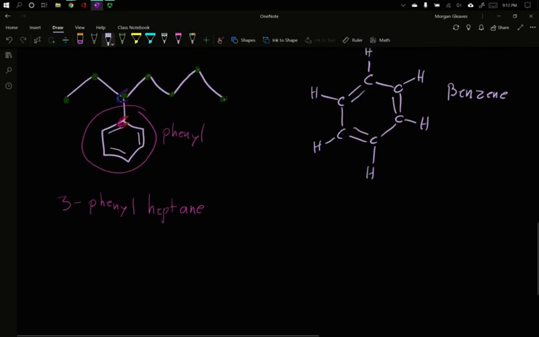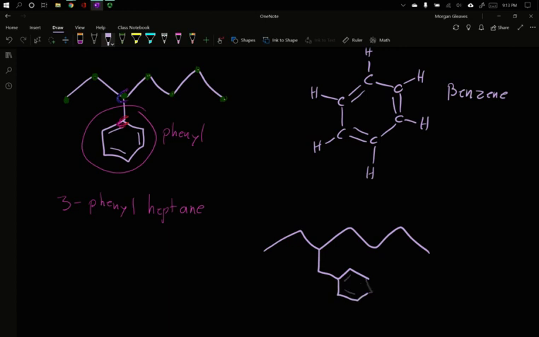Why the specification? Well, also extremely common is to have a CH2 and then the ring. If that happens, if there's this one extra CH2 in the way, that is a benzyl. And so this would be a 3-benzyl heptane.